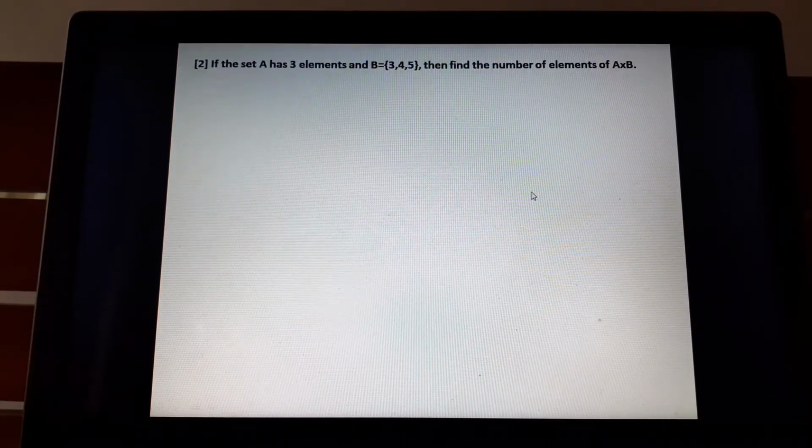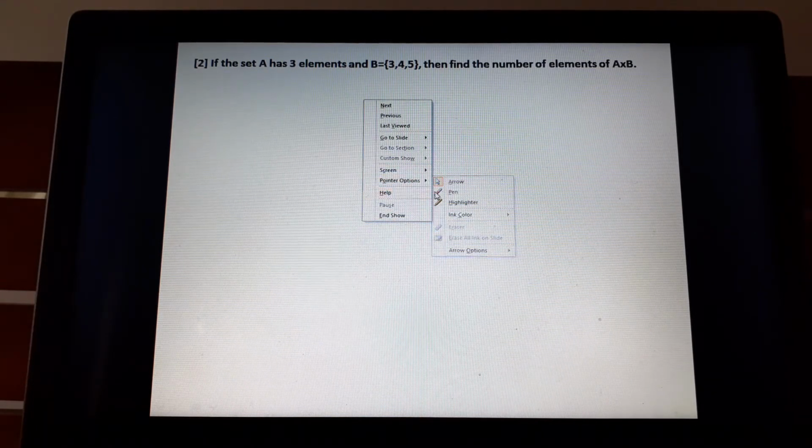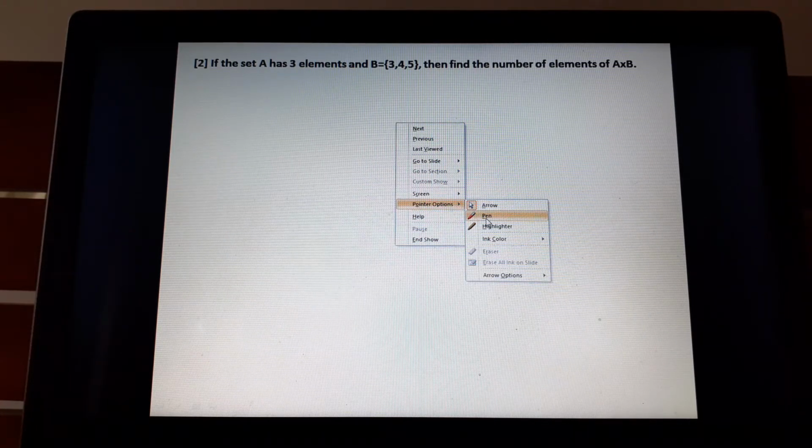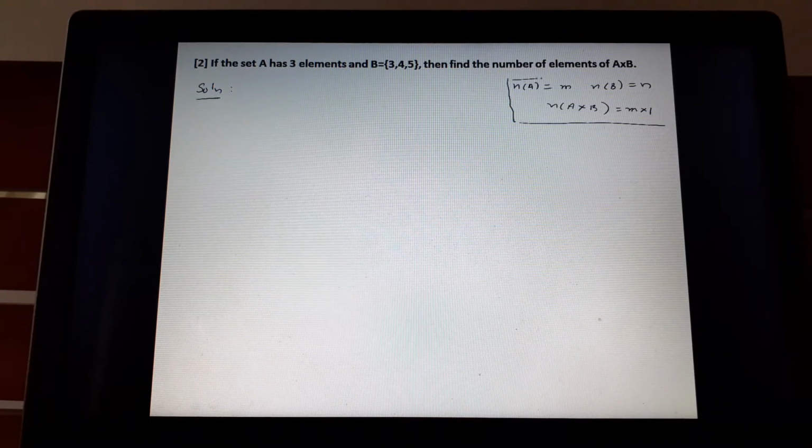Let us take the next question. If the set A has 3 elements and B is {3, 4, 5}, then find the number of elements of A cross B. So here it is not finding the cross product A × B, it is the number of elements of A cross B. Now what is the property we have to remember here? Suppose the number of elements of a set A is m and the number of elements of another set B is n, then the number of elements of A cross B will be equal to m into n. So this is the property we studied in cross product. So this we have to use.